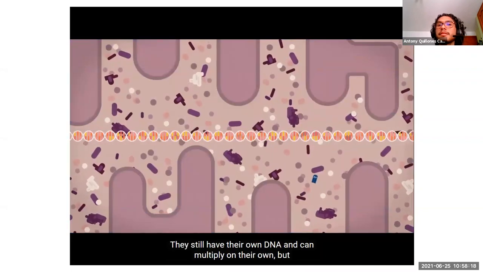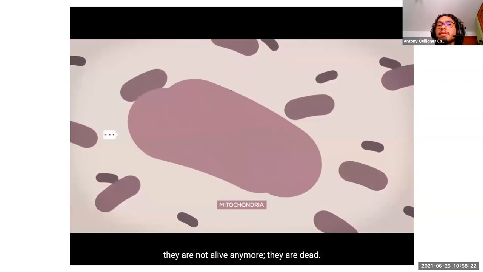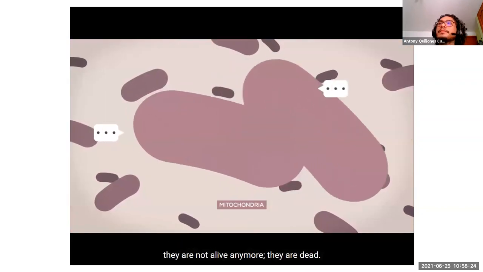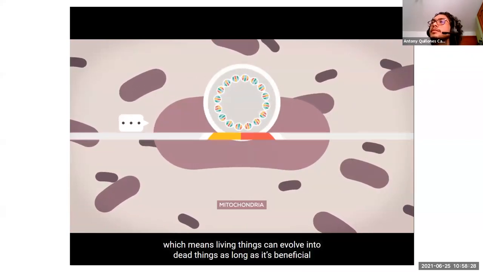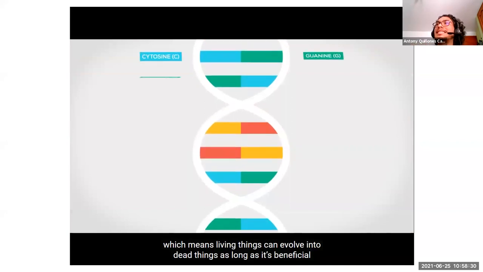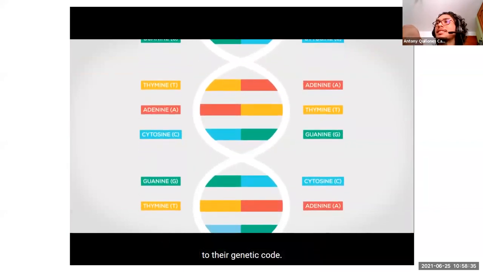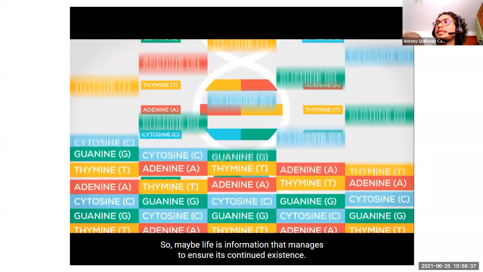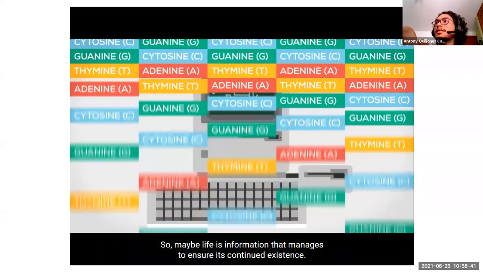They still have their own DNA and can multiply on their own, but they are not alive anymore. They are dead. So they traded their own life for the survival of their DNA, which means living things can evolve into dead things as long as it's beneficial to their genetic code. So, maybe life is information that manages to ensure its continued existence.